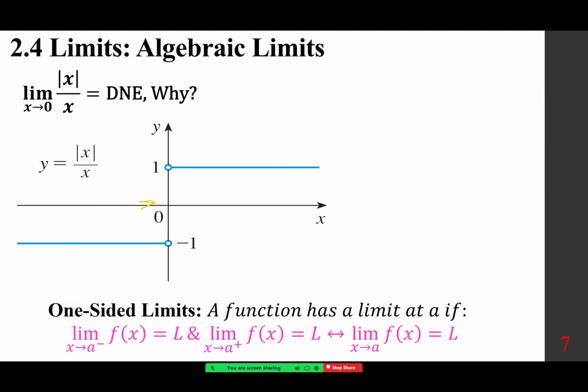from the left of 0, we are in this branch. It takes us to -1. So the limit of this function as x approaches 0 from the left is -1, and from the right of 0, we are moving towards this point, which is +1. One-sided limits are not the same. The limit doesn't exist. So that's just looking at the graph.